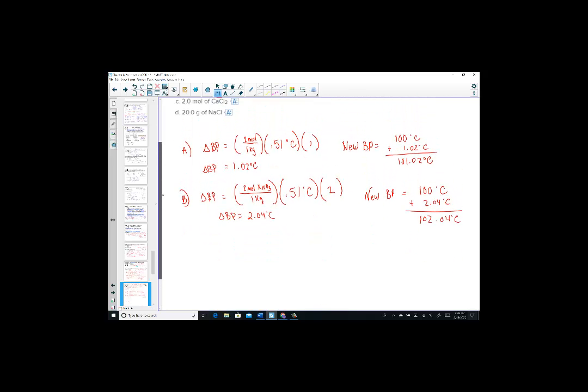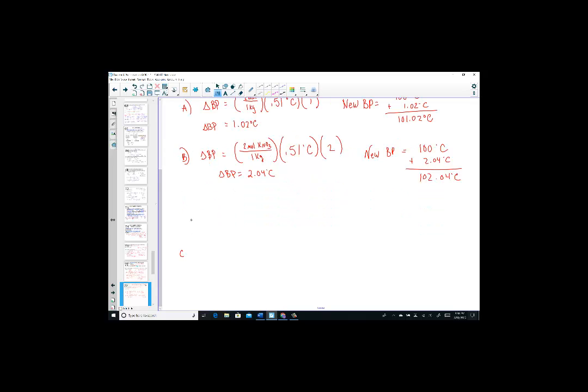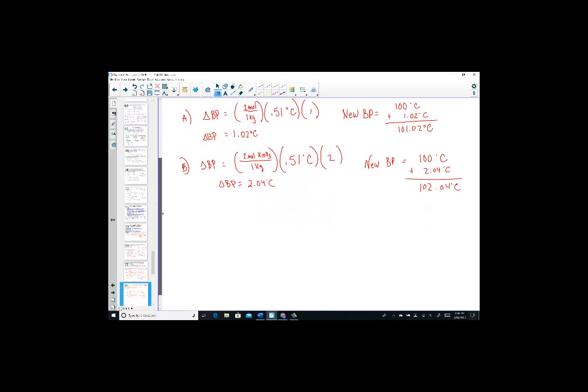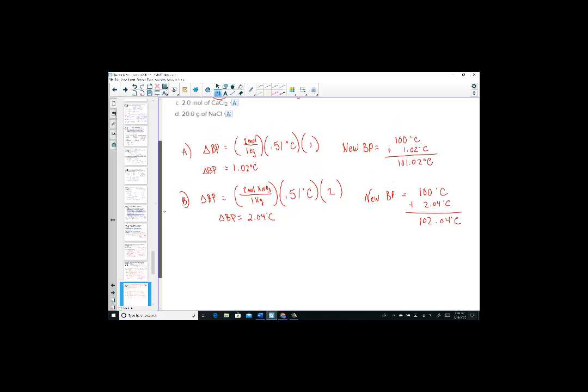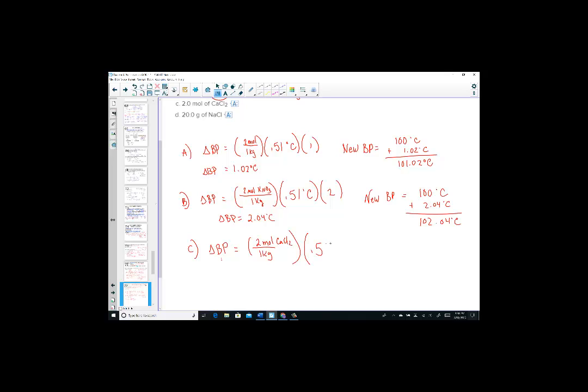How about letter C? Oops, jumped the screen. Let me go back up. Here's letter C. 2 moles of calcium chloride. So my change of boiling point is going to be equal to, trying to get rid of that. There we go. Change of boiling point, we have 2 moles of calcium chloride in a kilogram of water. For every 1 molal, it's going to raise by 0.51 degrees Celsius. That's the freezing or the boiling point constant for water.